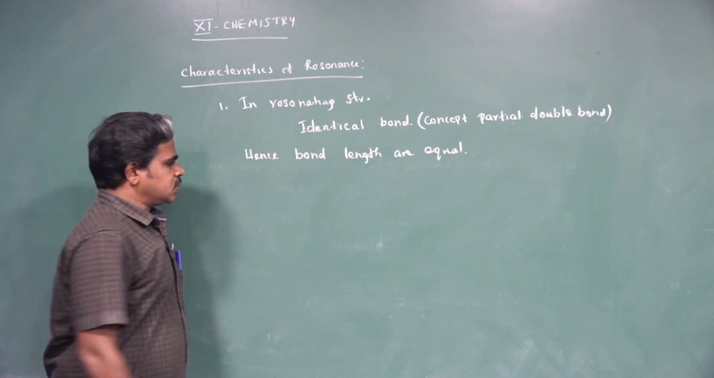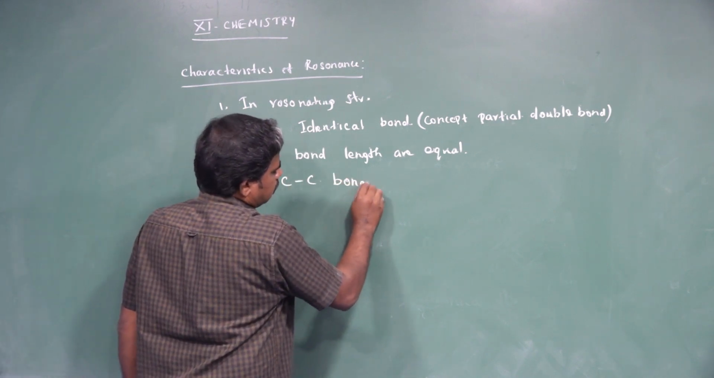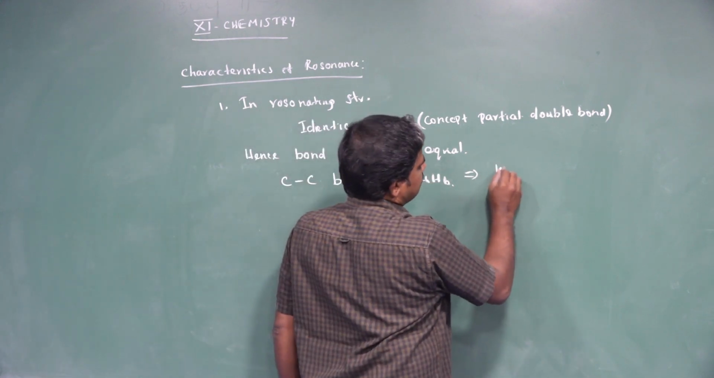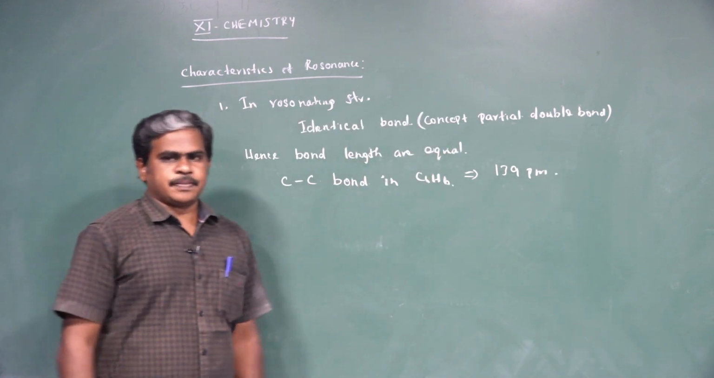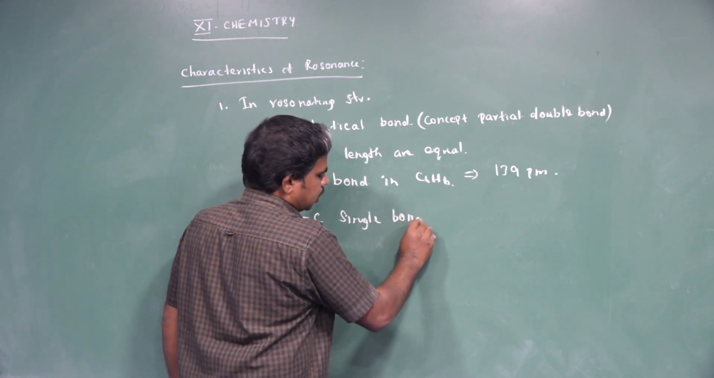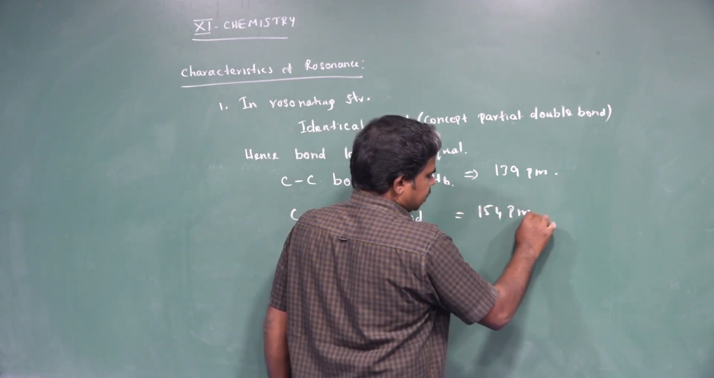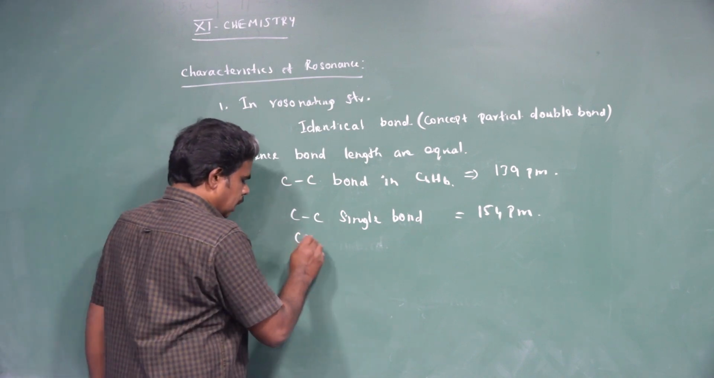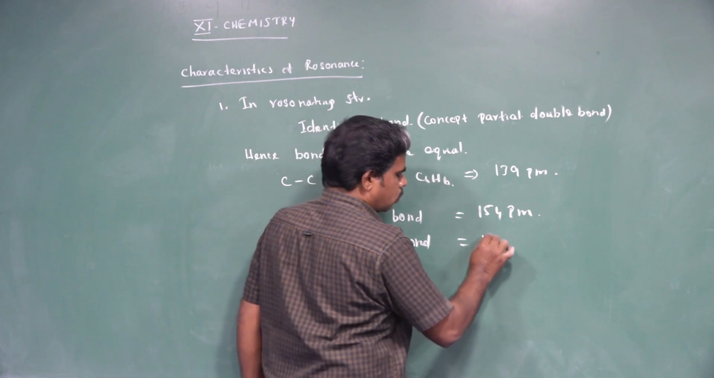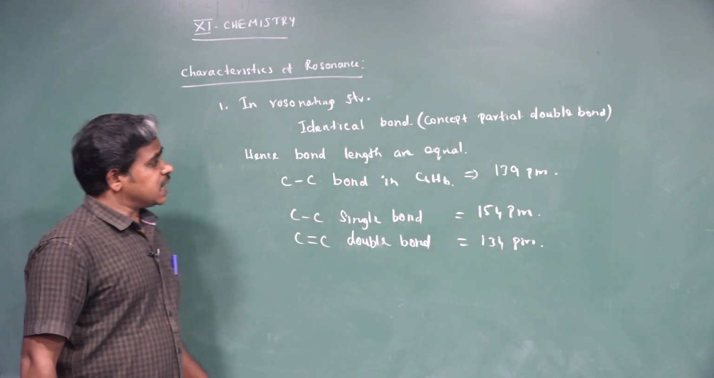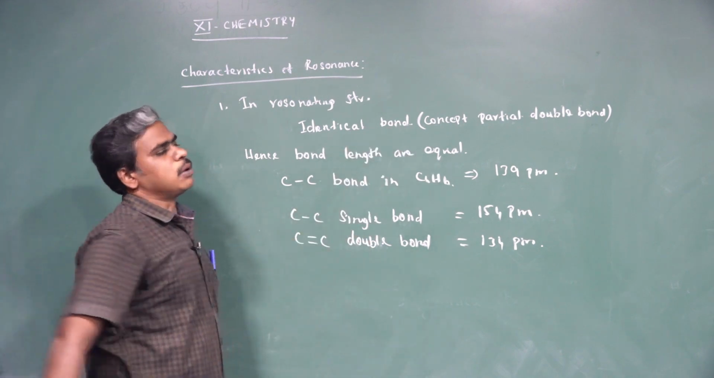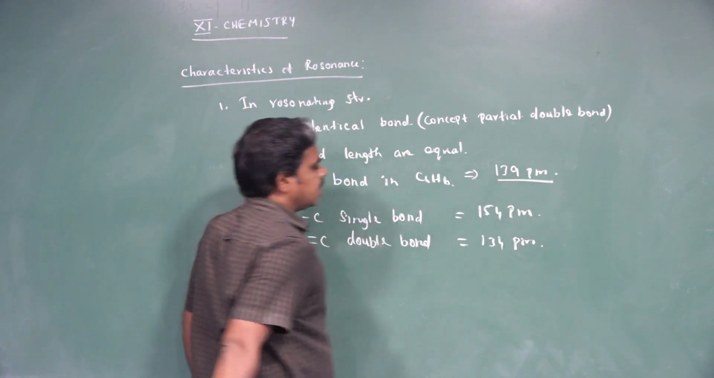For example, we may take the carbon-carbon bond in benzene, C6H6. The carbon-carbon bond in benzene is 139 picometers. Normally, a carbon-carbon single bond is 154 picometers, and a carbon-carbon double bond is 134 picometers. So it explains that in the benzene ring all the carbon-carbon bond lengths are equal. That is nothing but partial double bond character, so it has only 139 picometers.